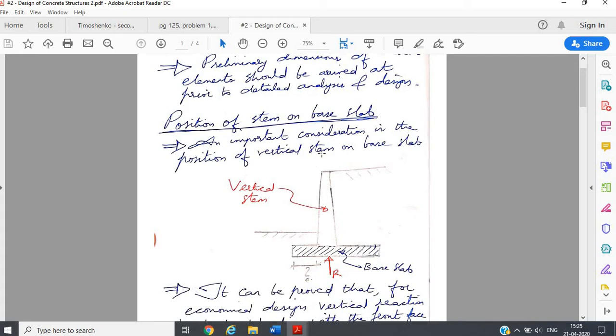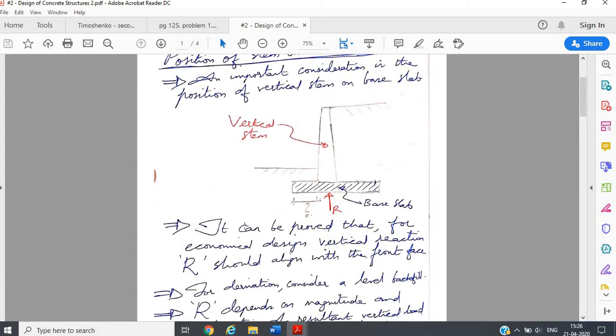Now whatever I am going to discuss today, it will be common for both cantilever retaining walls and counterfort retaining walls. So remember, there are three types of walls in your syllabus: cantilever retaining wall, counterfort retaining wall, and basement wall. Whatever I am going to discuss today is applicable for both cantilever retaining wall and counterfort retaining wall.